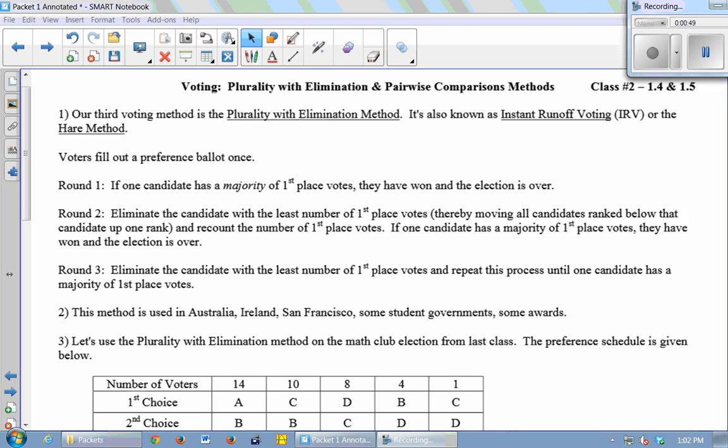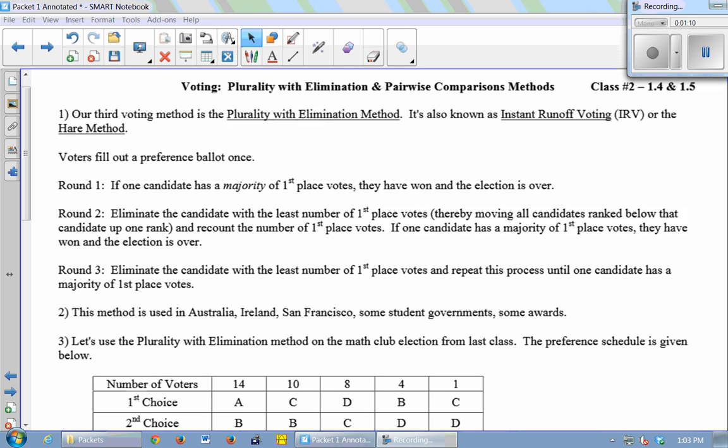But if that's not the case, if you count up all the first place votes and no one has more than half the votes, then you move to round 2. You eliminate the candidate that has the fewest first place votes. You just throw them out. You say, you seem to be the least favorite. We're going to redo the election without you.